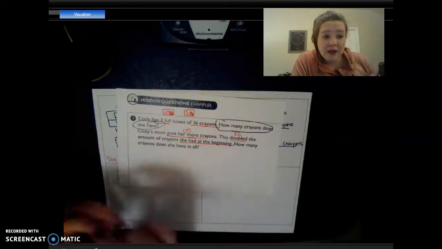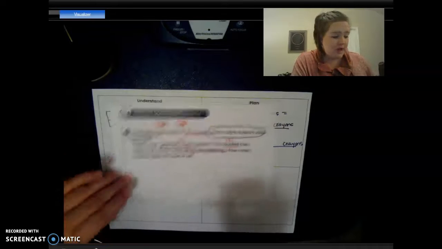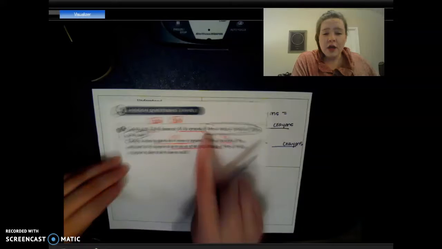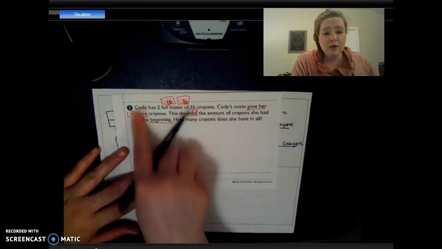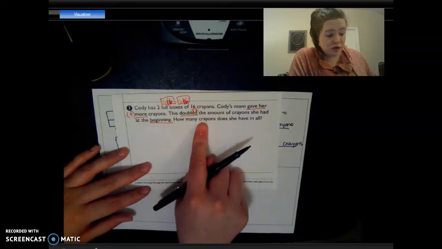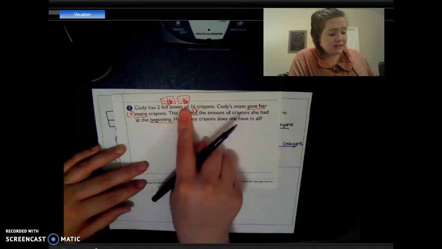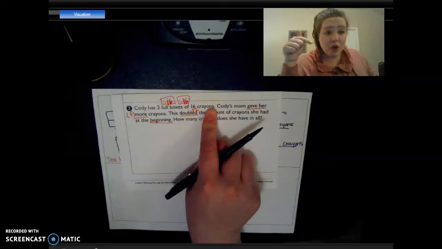This is what we had to figure out first before we could go on and solve the rest of our problem. Now you notice that it's stated here, but it is not stated in this word problem. This is how you're going to see most of your word problems given to you. Cody has 2 full boxes of 16 crayons, and then it just skips right over. It doesn't ask you how many crayons she has. We have to know to find that part of the problem.